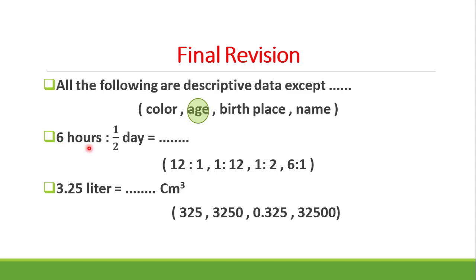6 hours and half a day. The ratio between 6 hours and half a day. Half a day means 24 hours divided by 2, so 12. So we have 6 to 12. Divide both terms by 6. It means 1 to 2.